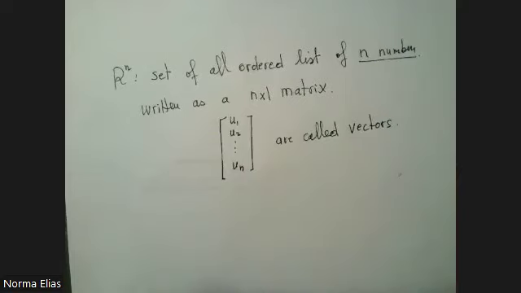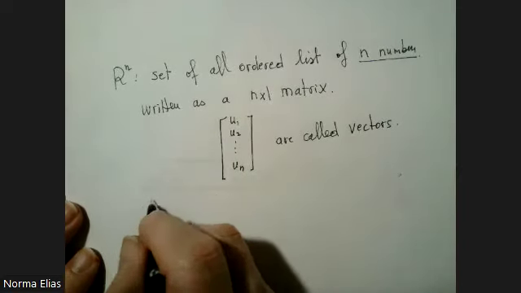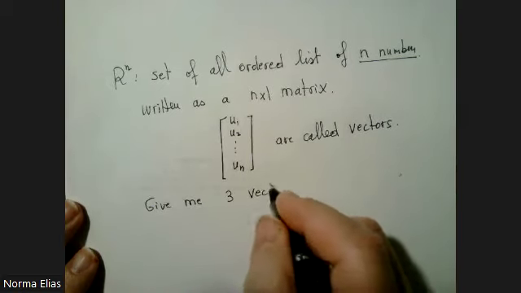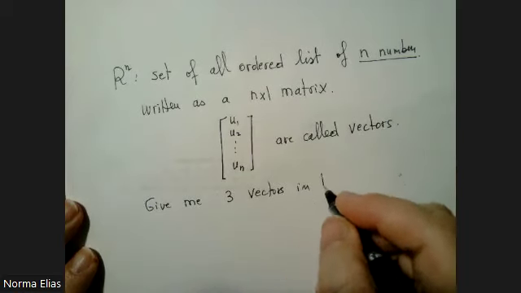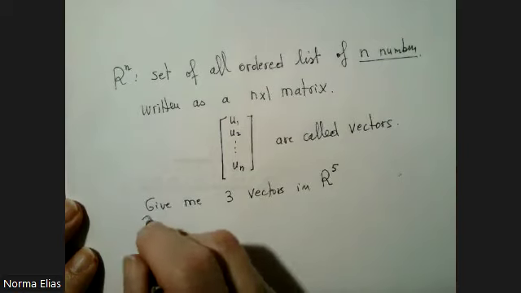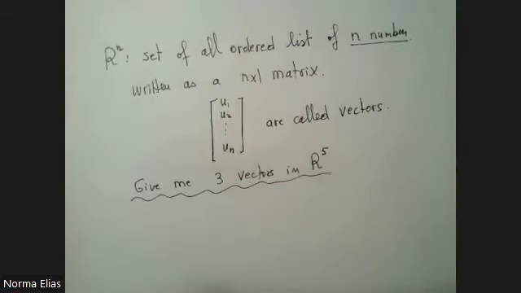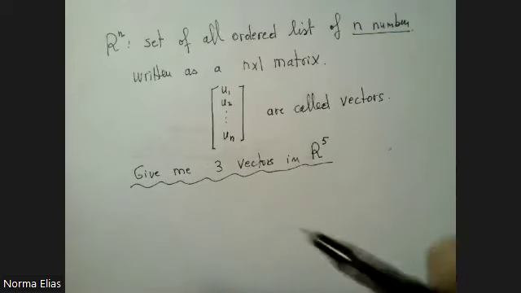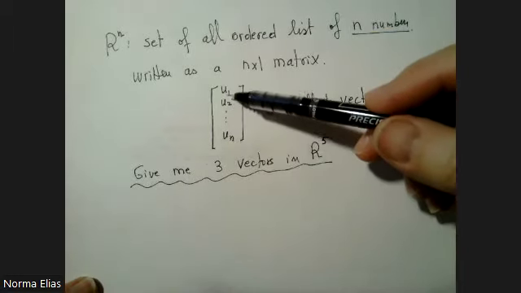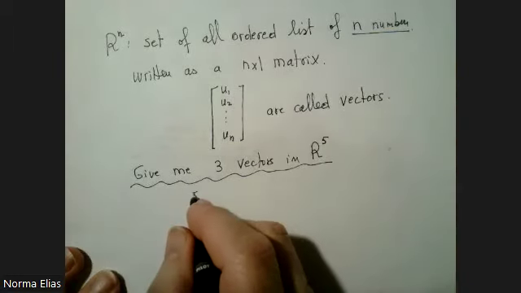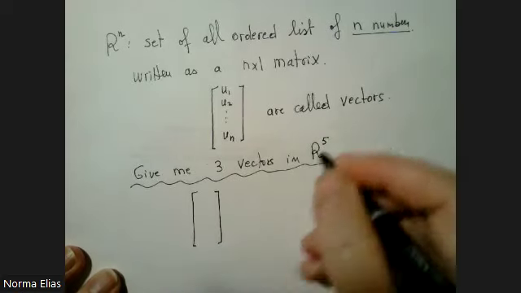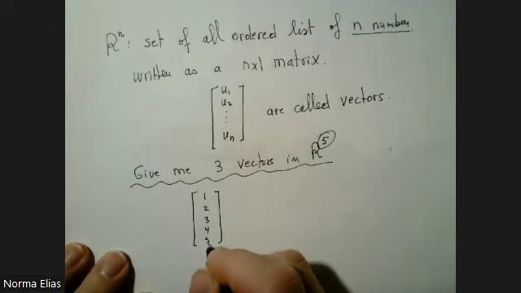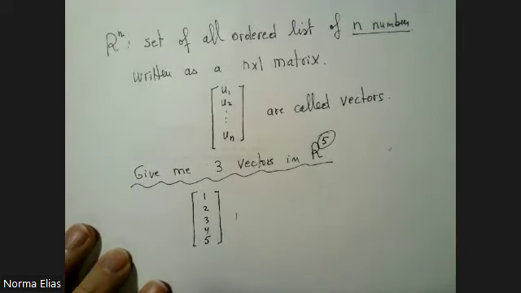So for example, if I tell you, give me 3 vectors in R5. What does it mean? My definition is very algebraic. It means you have to give me 3 lists of 5 numbers. So give me 3 vectors in R5 means this is 1 vector. R5, it means I need 5 components. So 1, 2, 3, 4, 5. That's it, no more than that.